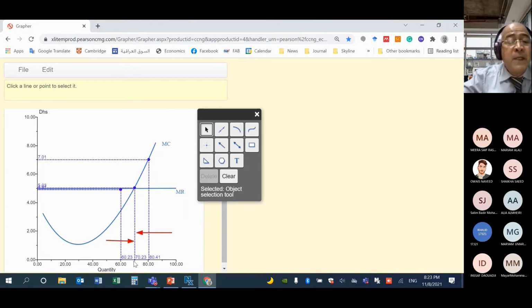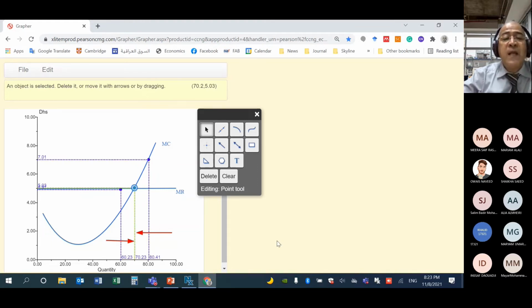What is the equilibrium point? The equilibrium price equals marginal revenue equals marginal cost at this dot. This is the equilibrium point to determine the optimal level of output. If marginal revenue is more than marginal cost, it's better to increase output because profit will increase. We will continue increasing till we reach the equilibrium point.